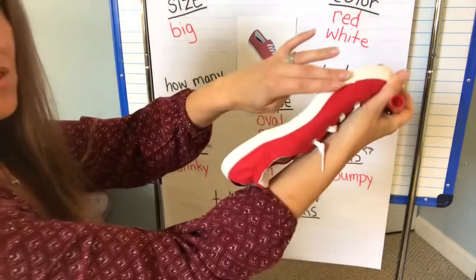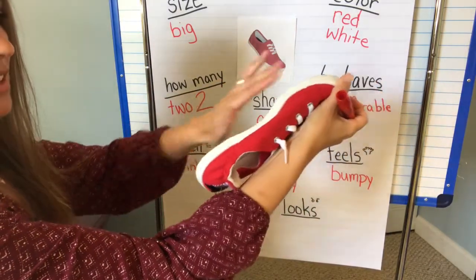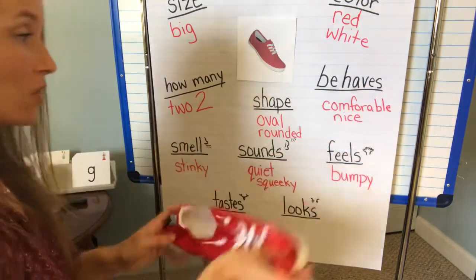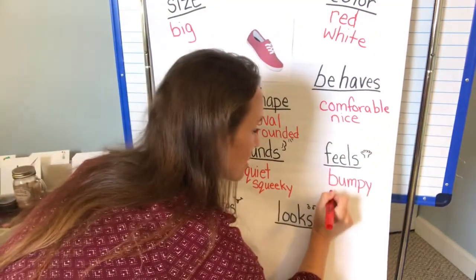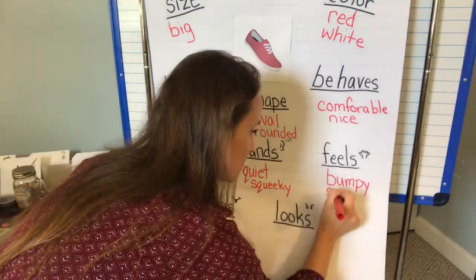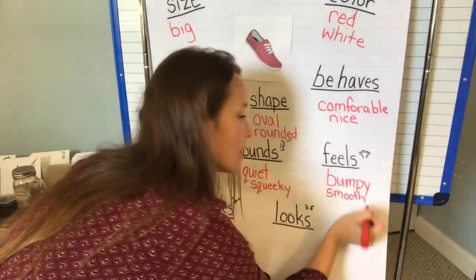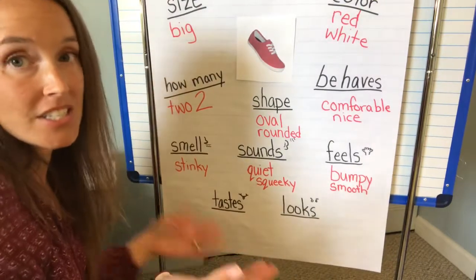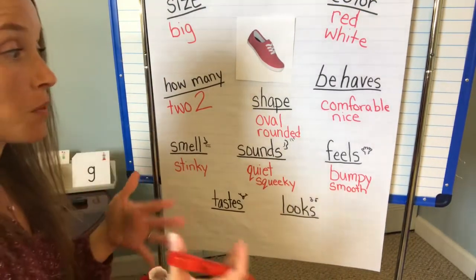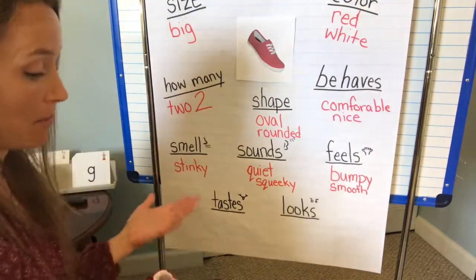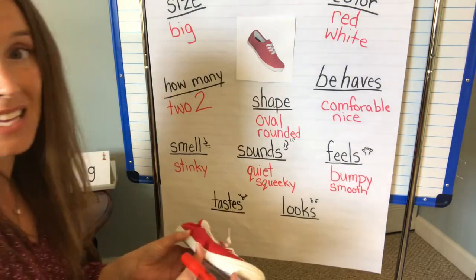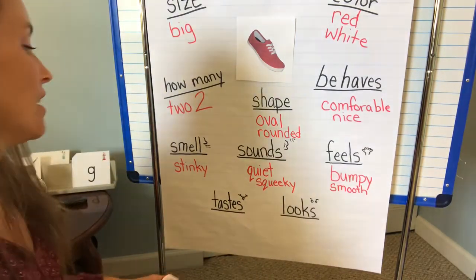But then if I feel over here on this part, smooth. So smooth is another adjective that describes my shoe. Sometimes more than one adjective works when we're talking about my shoe. Okay, and that's the same for a lot of different things.